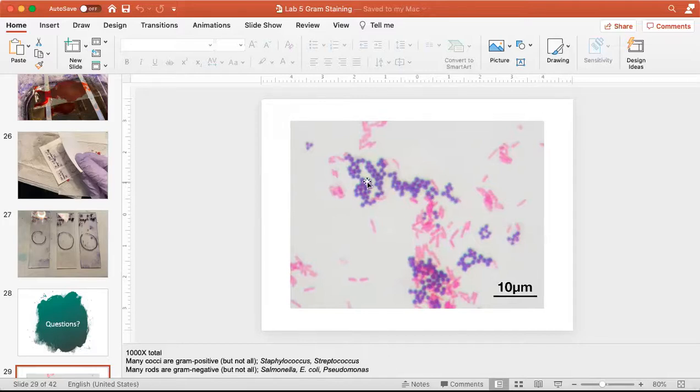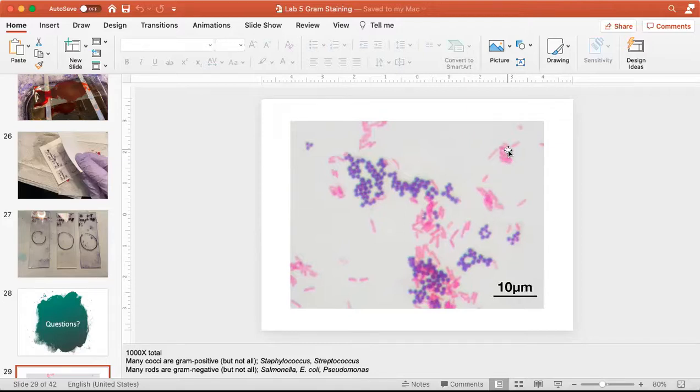Now, I can clearly see two different colors here. I can see a purple color and I can see a pink color. I have two kinds of bacteria here. One of them is gram positive and one is gram negative. The gram positive organism is the one that's stained purple. The gram negative organism is the one that's stained pink.